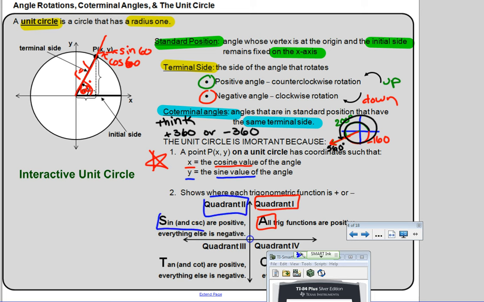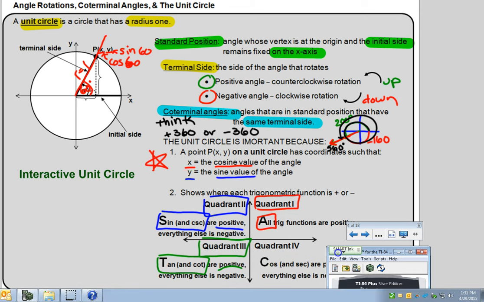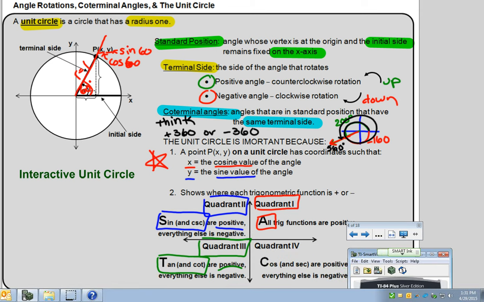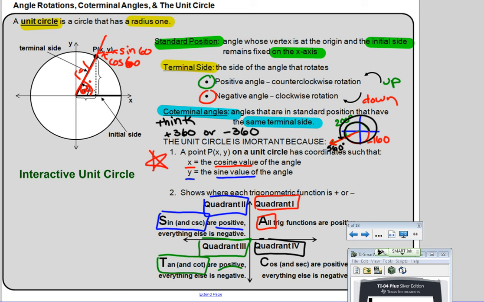In quadrant 2, only sine and its buddy, remember cosecant is sine flipped, so anything that happens to sine also happens to cosecant. Sine is the only guy that's positive, and all the other guys are negative. In the third quadrant, tangent and its buddy cotangent are the only ones that are positive. Everything else is negative. And then in the fourth quadrant, cosine and its buddy secant are the only ones positive.